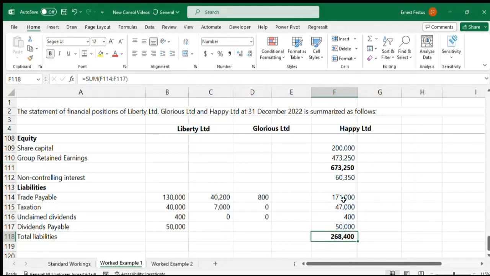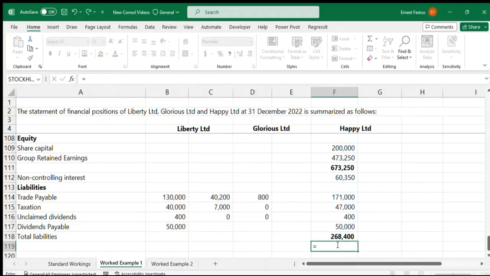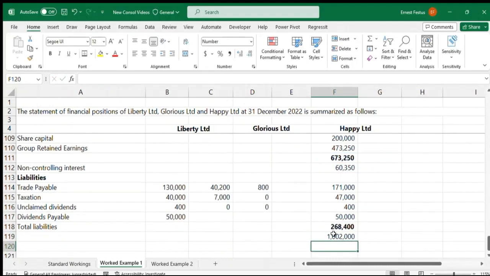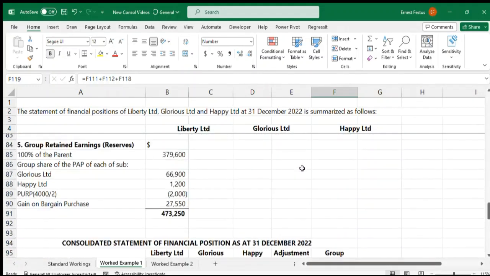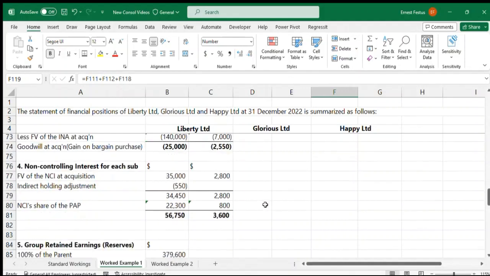Bold it, and then we can find our total. So total will be equal to our total equity plus retained earnings plus the non-controlling interest plus the total liabilities, and there we have it. So this is how we prepare consolidated financial statements. This is actually the third example that I have done. So the focus of this video was to explain the reasons behind some of the figures we see in our workings and on the statement of financial position.